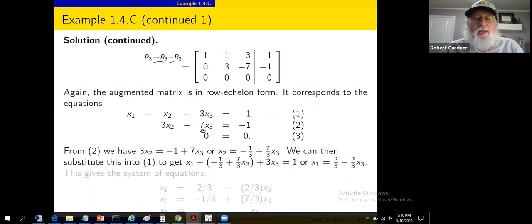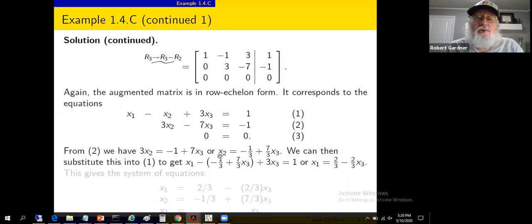All right, from equation two, we could rewrite this, say, as 3x sub 2 equals, let's take the negative 7x sub 3 to the other side. We get negative 1 plus 7x sub 3. Let's divide through by 3. Here comes fractions. I guess it was inevitable in this one. We put it off as long as we could. And solving for x sub 2, we get x sub 2 is negative 1 third plus 7 thirds x sub 3. There's x sub 2 in terms of x sub 3.